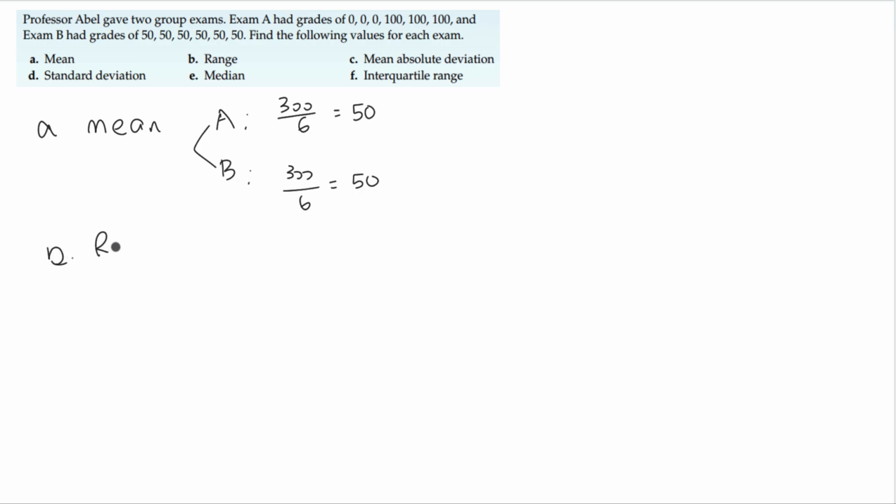What is the range? In A, what is the maximum? 100. What's the minimum? 0. So the range is 100. It's really big, isn't it? How about for exam B? Maximum is 50 and minimum is also 50. So there's no range. Range is 0, right?